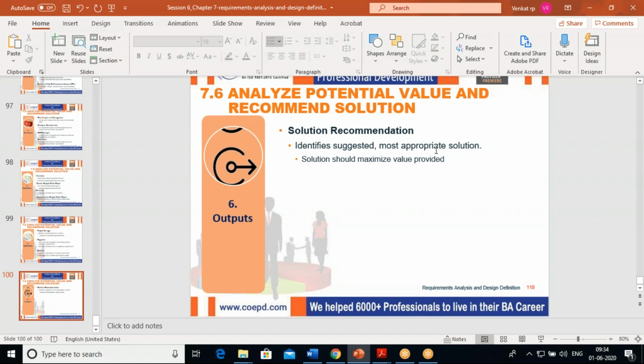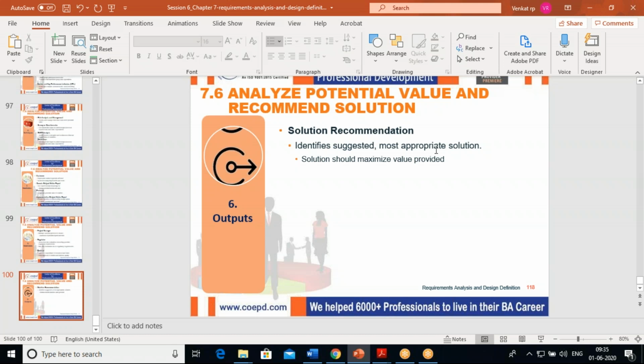Now if you understand this knowledge area, requirements analysis and design definition, here we have 6 tasks associated with it. The first one is specify and model the requirements, second is verify the requirements, third is validate the requirements, fourth is define requirements architecture, fifth is define design options, and sixth is analyze potential value and recommend solutions, right? And if you look into the first one, specify and model requirements, here we have four tasks: model requirements, analyze requirements, represent the requirements and their attributes, and implement appropriate levels of abstraction.